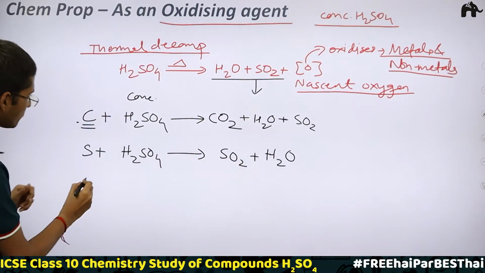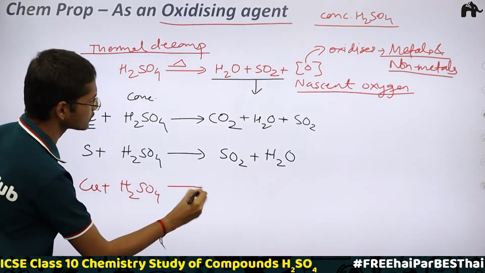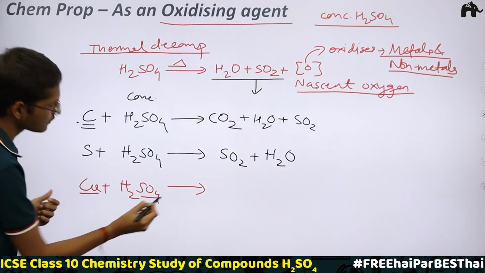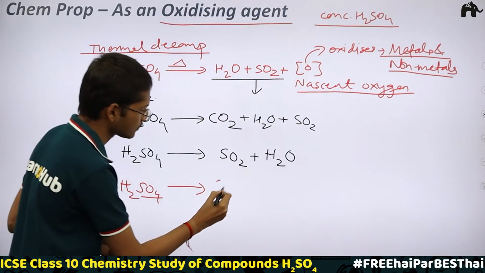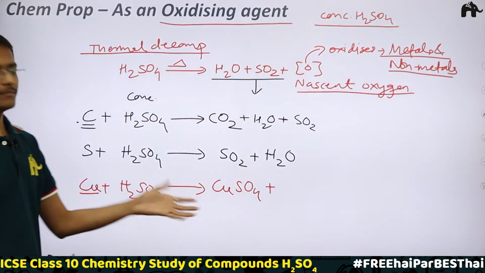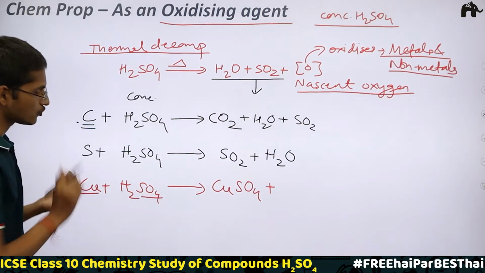So what would happen with copper then? Now, copper would also get oxidized, right? But here don't write copper oxide, okay, you would go wrong. Here copper sulfate is formed, and the rest is the same. That is, it would form water and SO2.